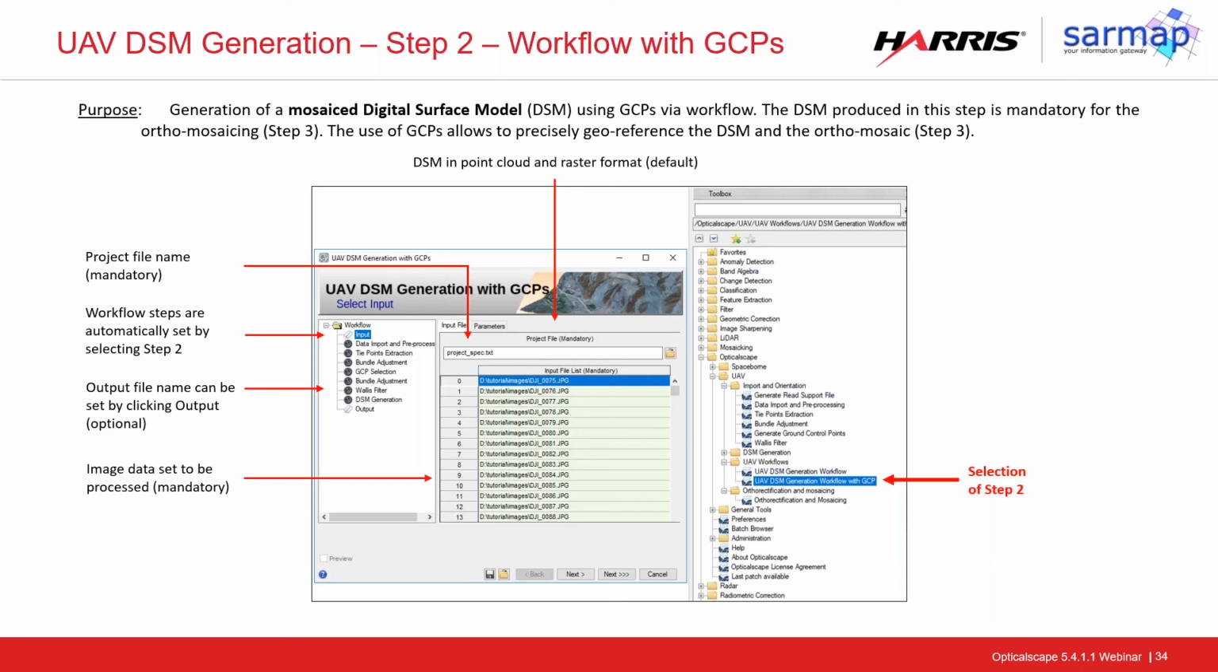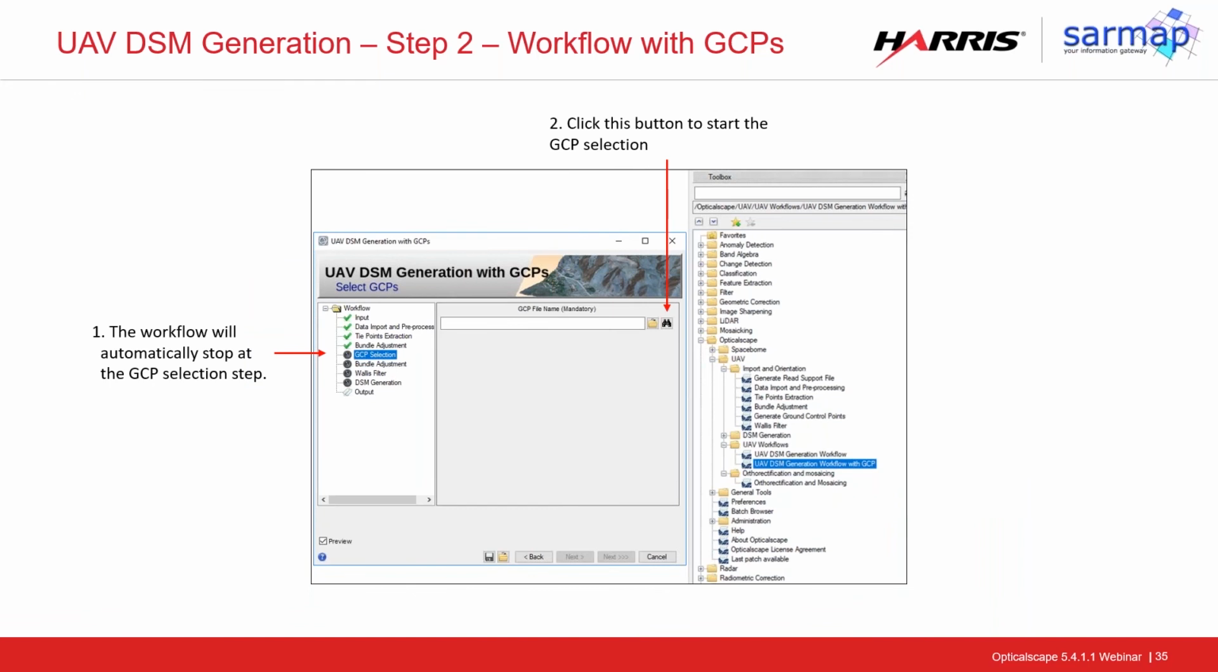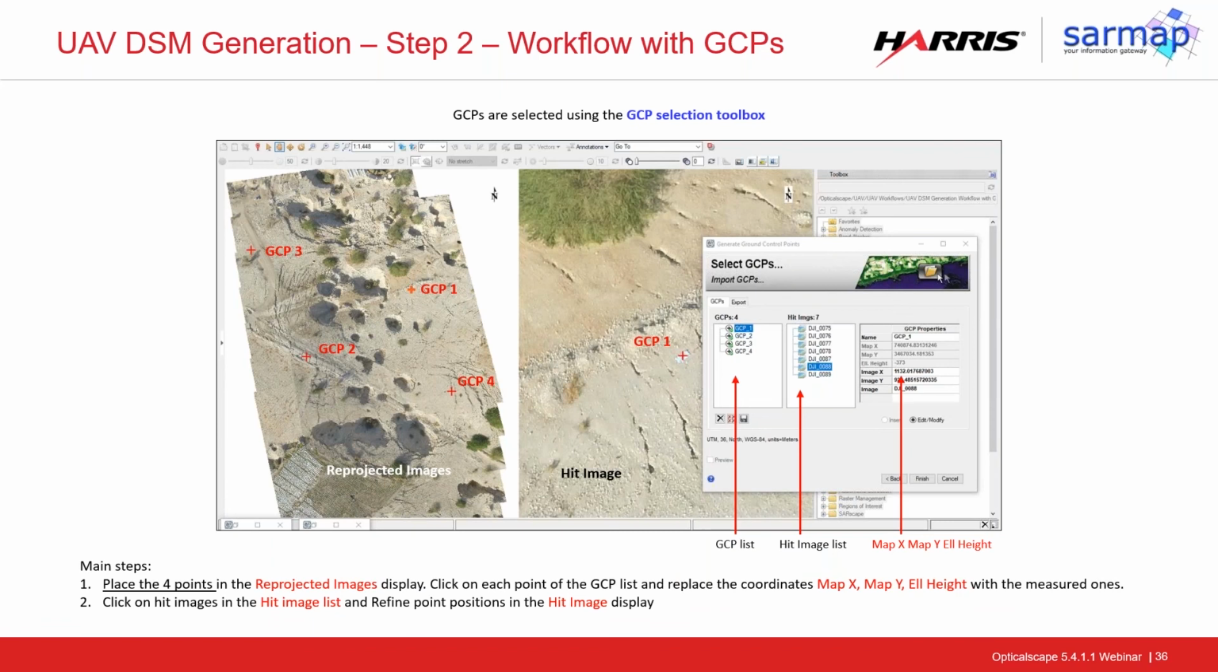Then the workflow will stop automatically at the GCP selection. The user will have to click on select GCP, and the GCP interface will be open. On the left view, it will open the image composite with all the images composing the dataset reprojected. And on the right view, it will be possible to see the single image. The first thing to do is to place the points on the left view and to correct the map X, map Y, and ellipsoidal height for each point.